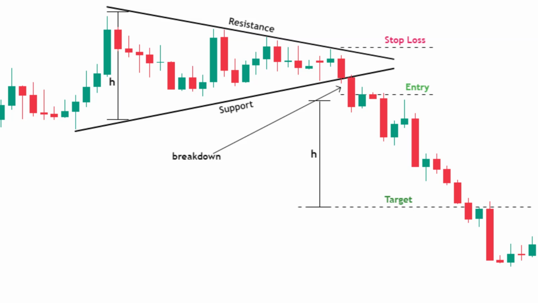The target price is determined using the height of the symmetrical triangle. The height of the widest part of the triangle is measured and projected downward from the breakdown point. The target level shown on the chart is based on this calculation. This example shows how entry, stop loss, and target are determined in a symmetric triangle breakdown without a pullback, using a real market chart.